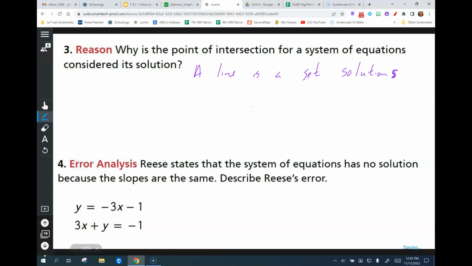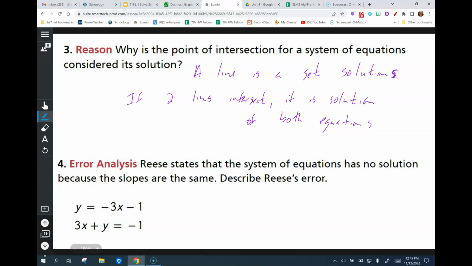So, if two lines intersect, it is a solution of both of them, of both lines, of both equations. Because each individual line is the solution for one line, and the other line is a solution for the other equation. But when they intersect, that's where we find the solution for both of them.